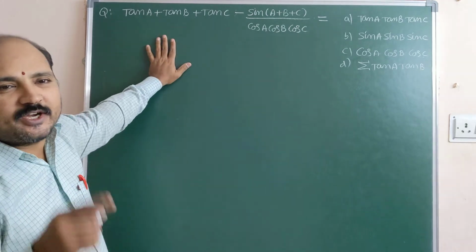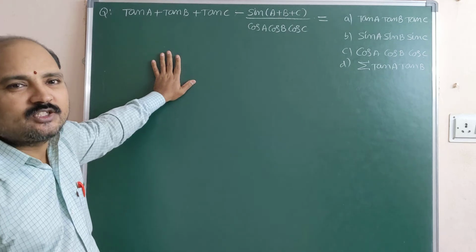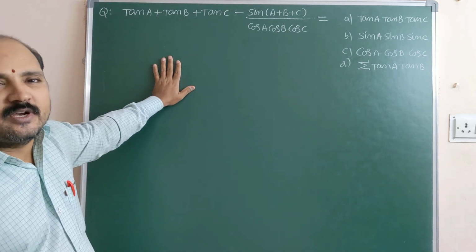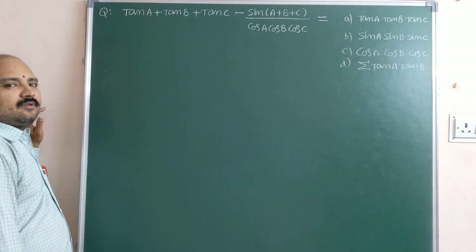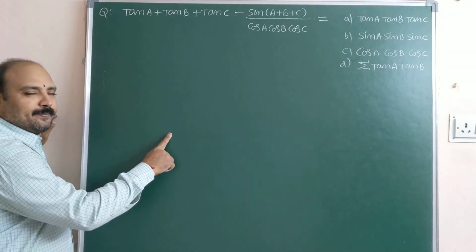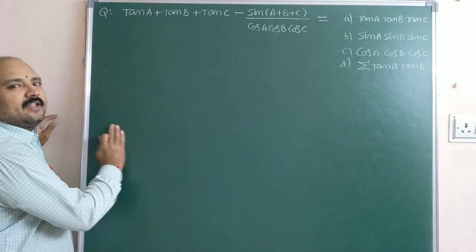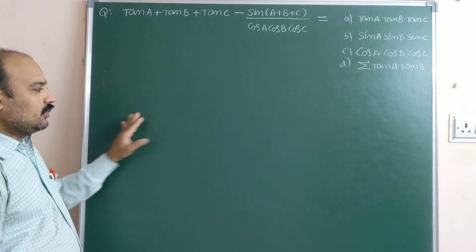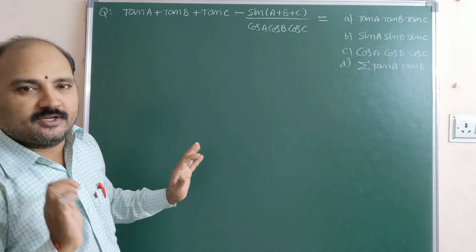This is always related to triangle ABC only, no? So the sum of the angles should be equal to 180. Like this, you can verify possibilities. First, prepare sums like pi by 4, pi by 4, pi by 2, or pi by 6, pi by 6, pi by 6. You can take angles like this. This is the option verification method. It will be the best method.